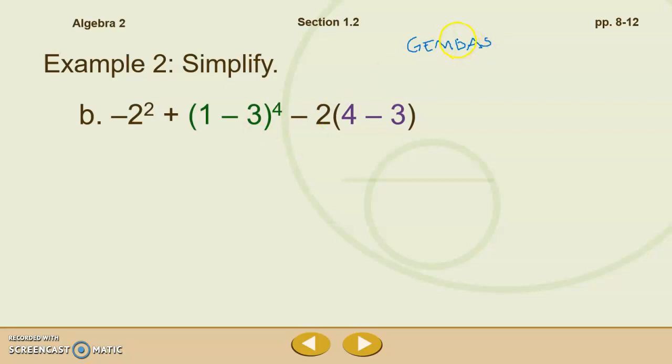And here we go. Grouping symbols I need to simplify first, which means I need to simplify this, and I need to simplify this. So I'm going to put brackets around it and bring it down a step. So I have negative 2 squared plus 1 minus 3, which is negative 2 to the 4th, minus 2 times 4 minus 3, which is 1. Then I do my exponents.